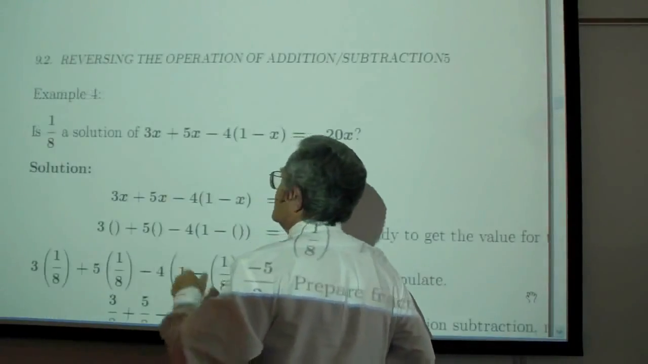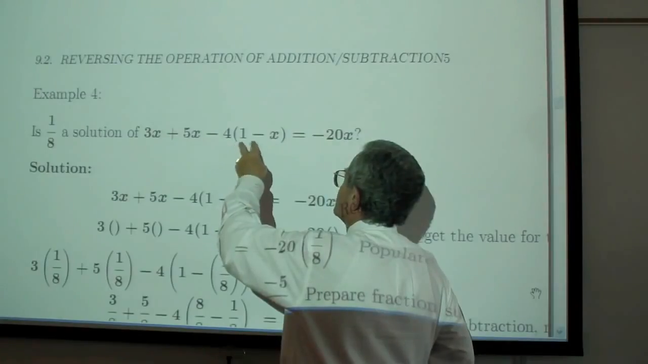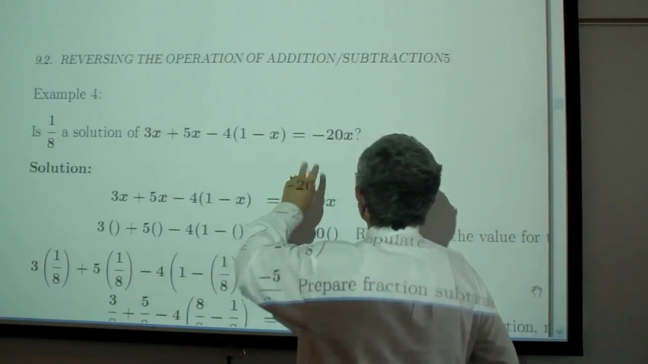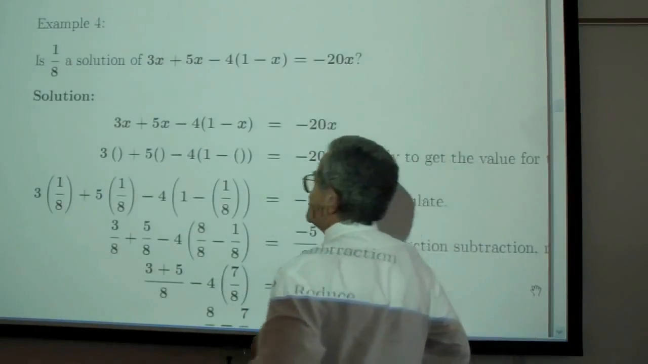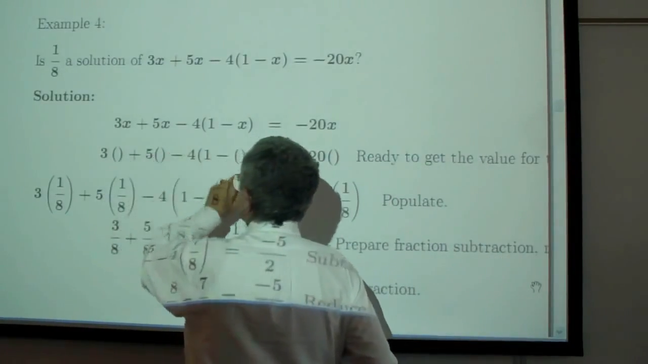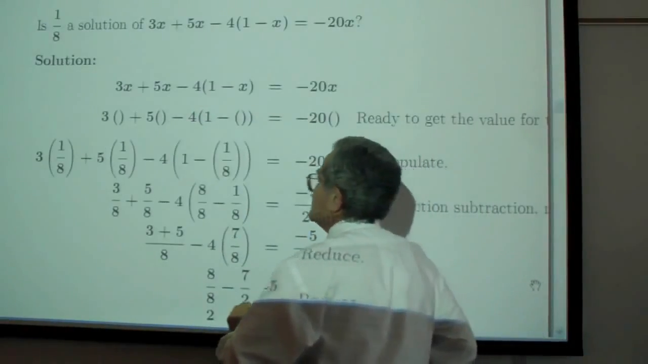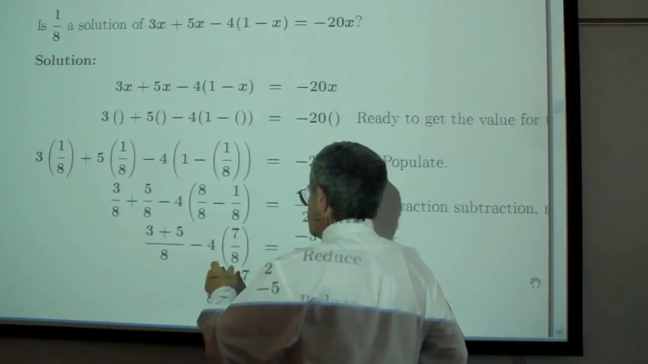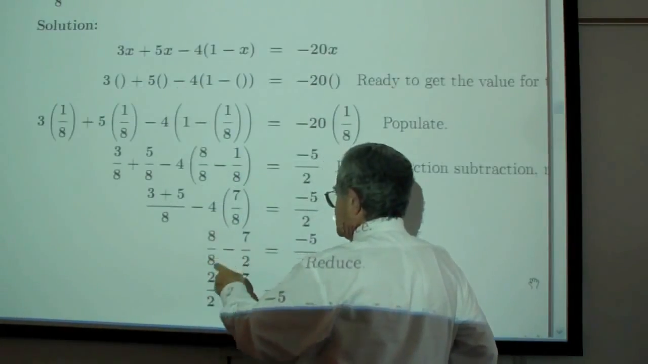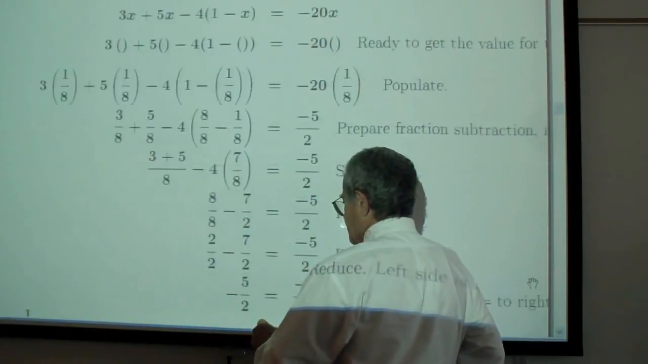Example 4. Is 1 over 8 a solution of 3x plus 5x minus 4 times the quantity 1 minus x, which is equal to negative 20x? Well, as usually, open parentheses, populate with 1 over 8, and do your arithmetic. This becomes 1, which you write as 8 over 8, or 2 over 2 to get the same denominator.